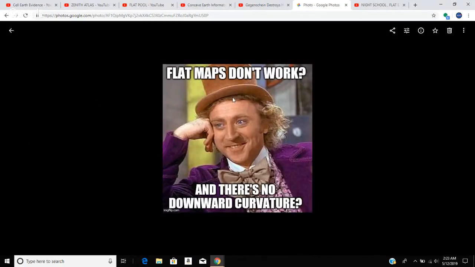So we're either on the inside of a ball, the outside of a ball, or it's flat. Okay, and there's no downwards curve. Yep. So we established that we're not on the outside of a ball, and the flat maps don't work. Okay. So we know we're not on a flat Earth.